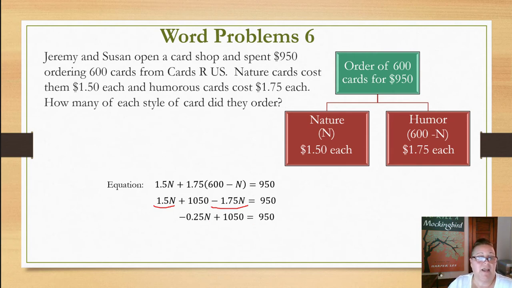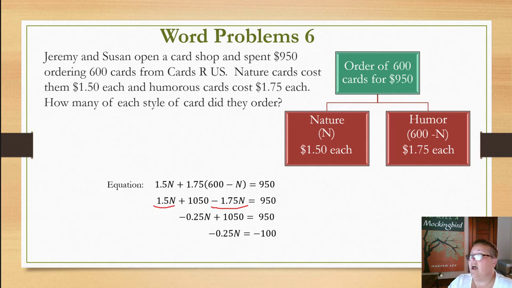Being the 1.5N added to the minus 1.75N. This gives me a negative 0.25N plus 1050 is equal to 950. Then I'm going to subtract 1050 from both sides, giving me a negative 0.25N is equal to a negative 100.